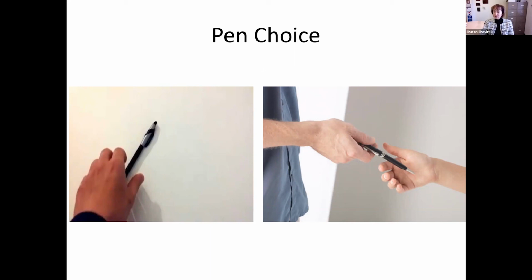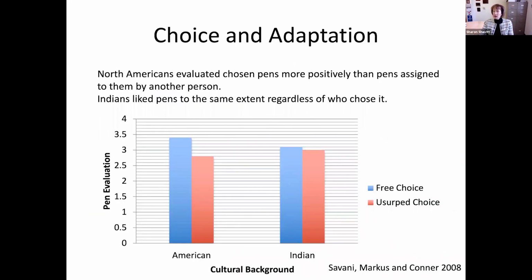That is, after they initially chose and tested a pen for themselves, but before they turned the page, the experimenter interrupted them and took away their chosen pen, saying, "Oh, I'm sorry, you can't have that one. That's the last of its kind I've got. Here, please take this one." Okay, so in one condition, they had made their own choice. In the other condition, the choice they had made had been usurped by another individual, in this case, a person in authority. What they were interested in, these researchers, Savani, Marcus, and Connor, were how people would evaluate the pens.